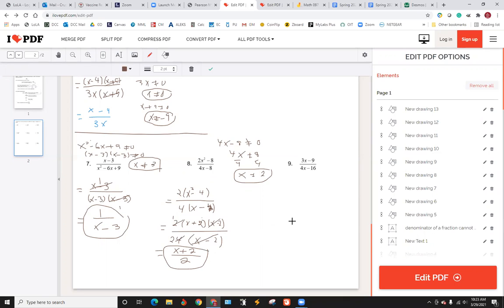All right, now 9 should be really, really easy to factor. So try that and see what happens. Again, 4x minus 16 can't be equal to 0. So 4x cannot be equal to 16. So x cannot be equal to 4. Because if you have 4 times 4, you got 16. 16 minus 16 is going to make it 0. So that's the answer to the first part.